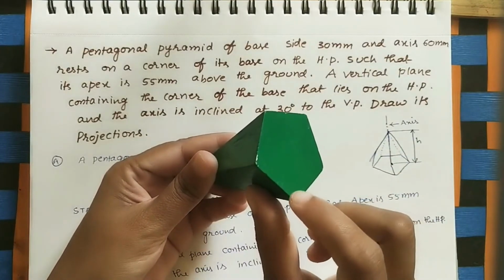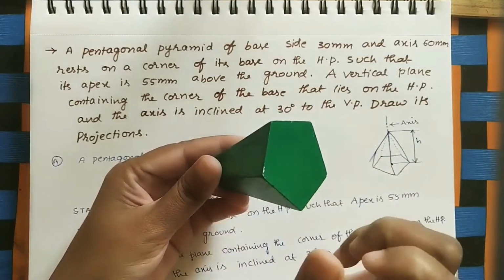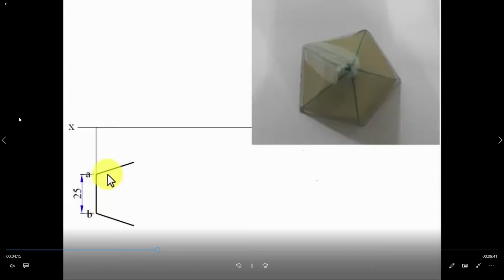You observe that in this problem the object is the pentagonal pyramid. First we draw one reference line. In this way, you draw the pentagonal pyramid. Okay. Then, this is the side of one corner resting on HP. Okay, first simple position, first stage. This is the top view. Pentagon with the side of a corner resting on HP. That's why we draw the top view first.